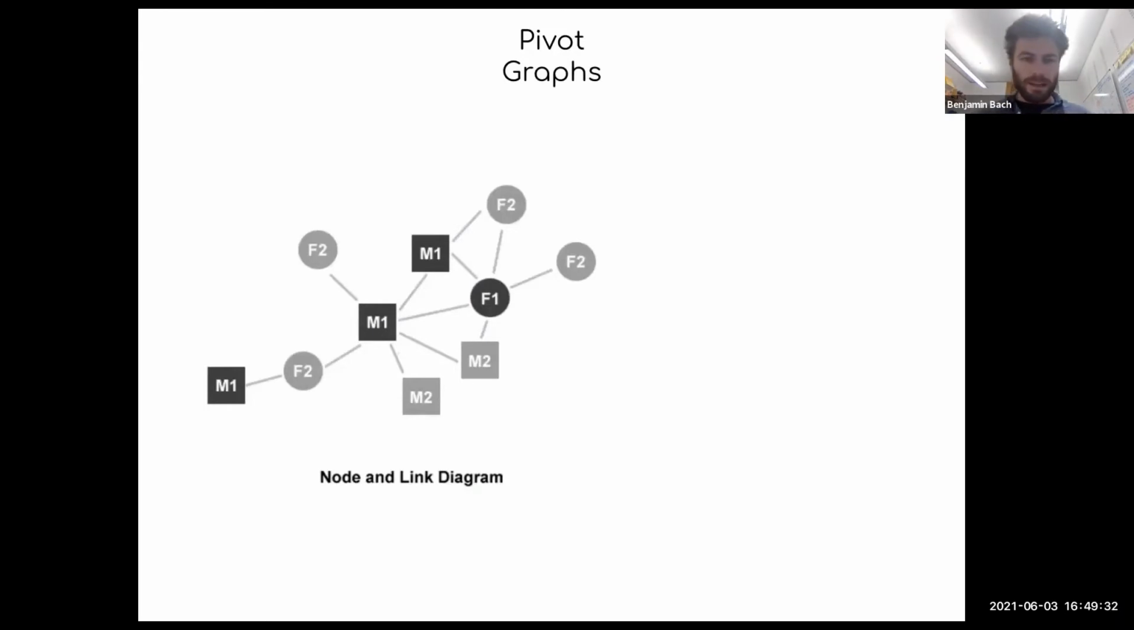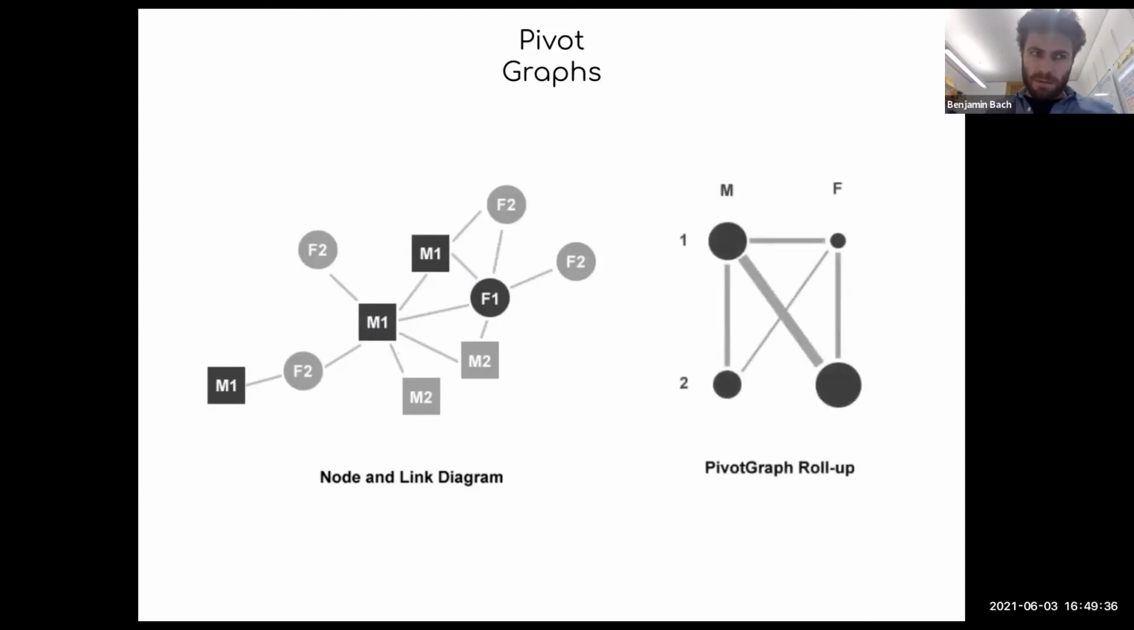Pivot graphs is quite interesting. Again, I think I will jump over them. No, I will explain them because they're really an interesting concept if you work with networks, and you will be surprised how powerful they can be.